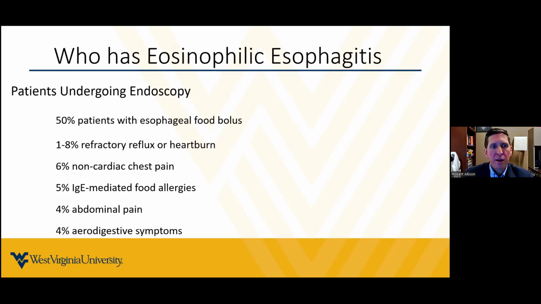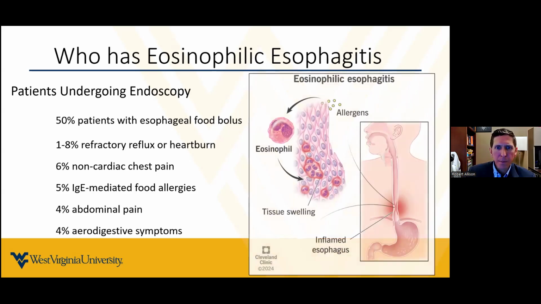1 to 8% of people with refractory reflux or heartburn have EOE. 6% of non-cardiac chest pains, 5% of IgE-mediated food allergies, and 4% of abdominal pains or aerodigestive symptoms all can have EOE. And as I talked about, it is this eosinophilic deposit in the esophageal tissue, and that can lead to stricture.